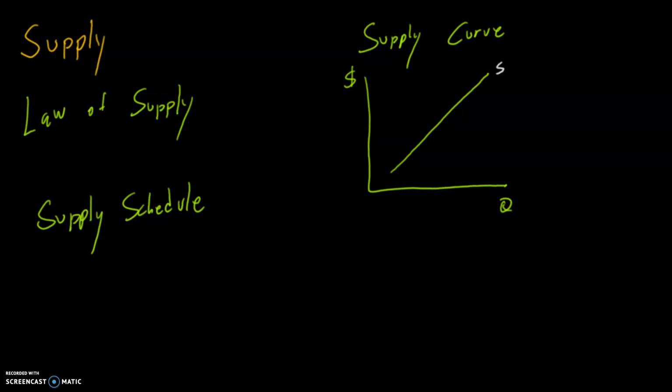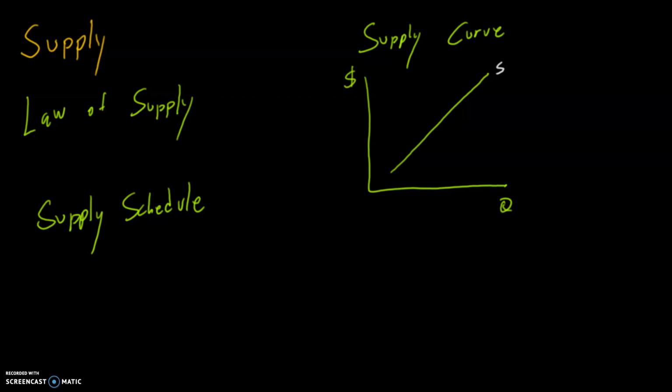So what are the things that can shift this entire curve? And remember, a change in quantity supplied is only really due to a change in price. It has really nothing to do with these four things that I'm going to mention. These four things shift the curve entirely, either right or left. Right for an increase, left for a decrease.